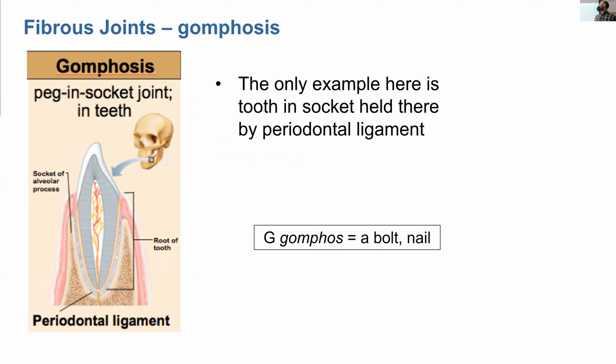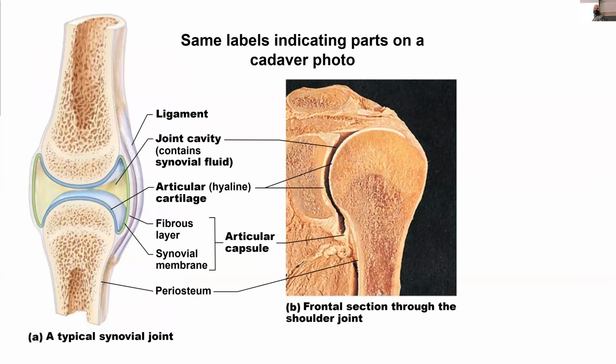Anyway, Gomphosis is the last kind of fibrous joint, and that is only found in the teeth in the body. I'm going to stop there. I'll pick this up and cover cartilaginous joints and synovial joints in more detail on Wednesday, and we'll move on from there. So this marks the end of the material that we will cover on your exam.